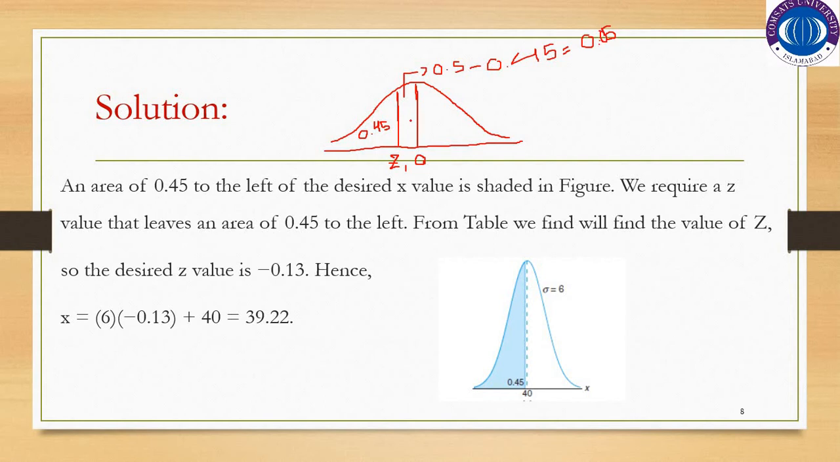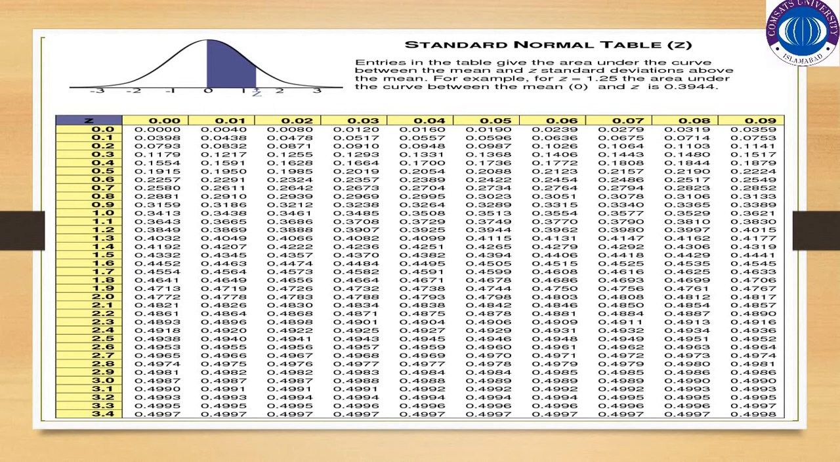So this area is 0.05. So what we will do, we'll go to the table and go to the body of the table in the reverse as we have gone in the previous lecture. So this is the table and we will go through the body. This is the body of the table and this area is 0.00, this is 0.0438, this is 0.0478 and this is 0.0517.